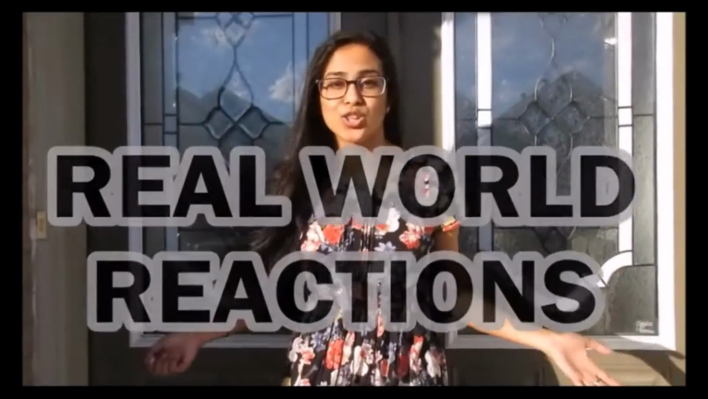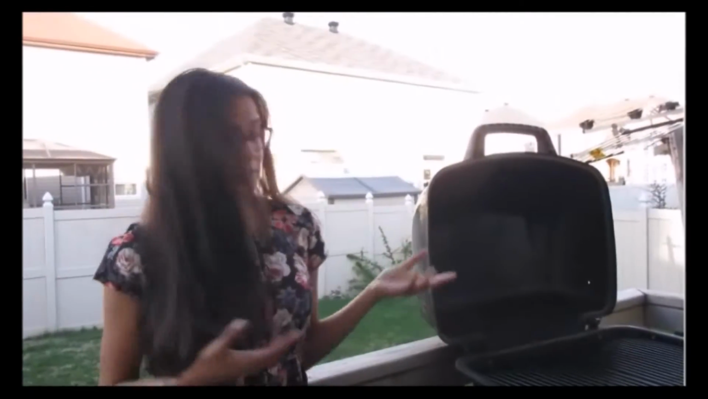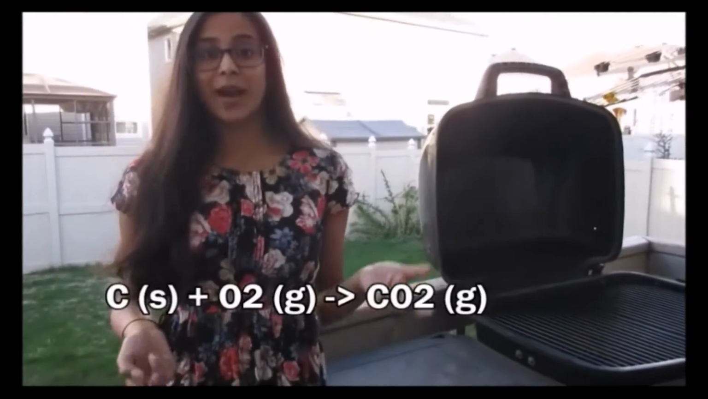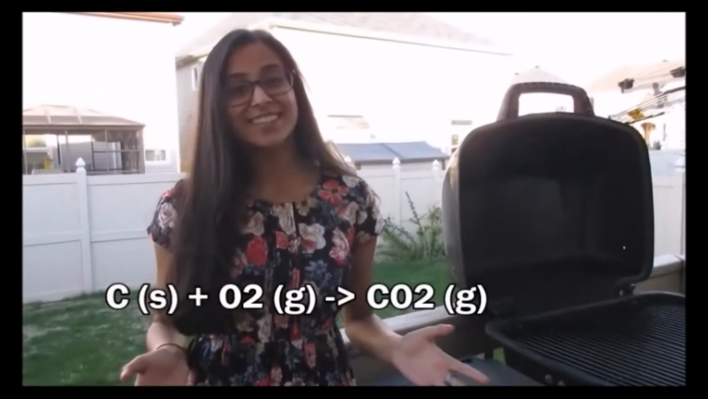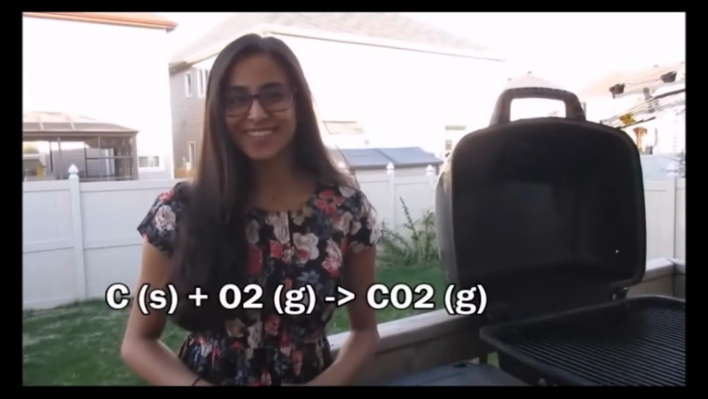Reactions happen all around us. Today we're going to see some types of chemical reactions that happen in our everyday life. Barbecue. Did you know that every time you cook that delicious meat, you're using coal, which is carbon, and combining it with oxygen? You form carbon dioxide. That is a synthesis reaction.